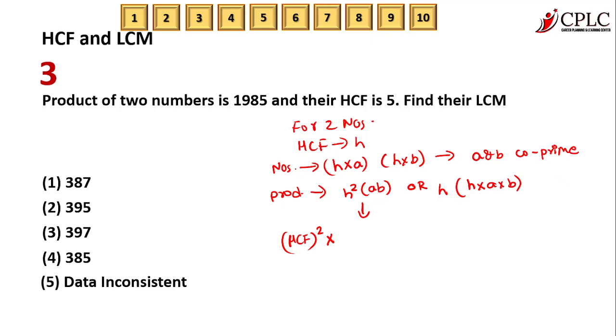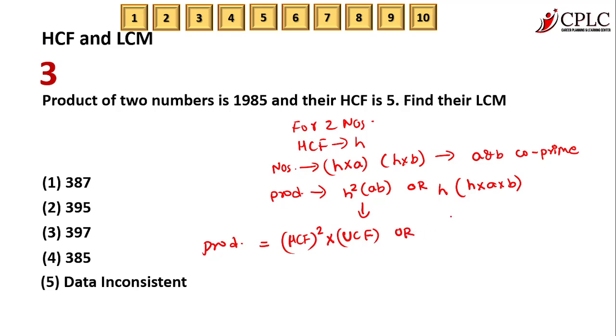Now, why uncommon factors? Let's think about that for a moment. Because they are co-prime, there is only one common factor between them, which is 1. And apart from 1, there is no other common factor between these numbers. So they automatically become uncommon factors as well. And hence, this A and B becomes uncommon factors, UCF, for example. So that's the first version of the formula, that product of two numbers is HCF ka square into product of uncommon factors.